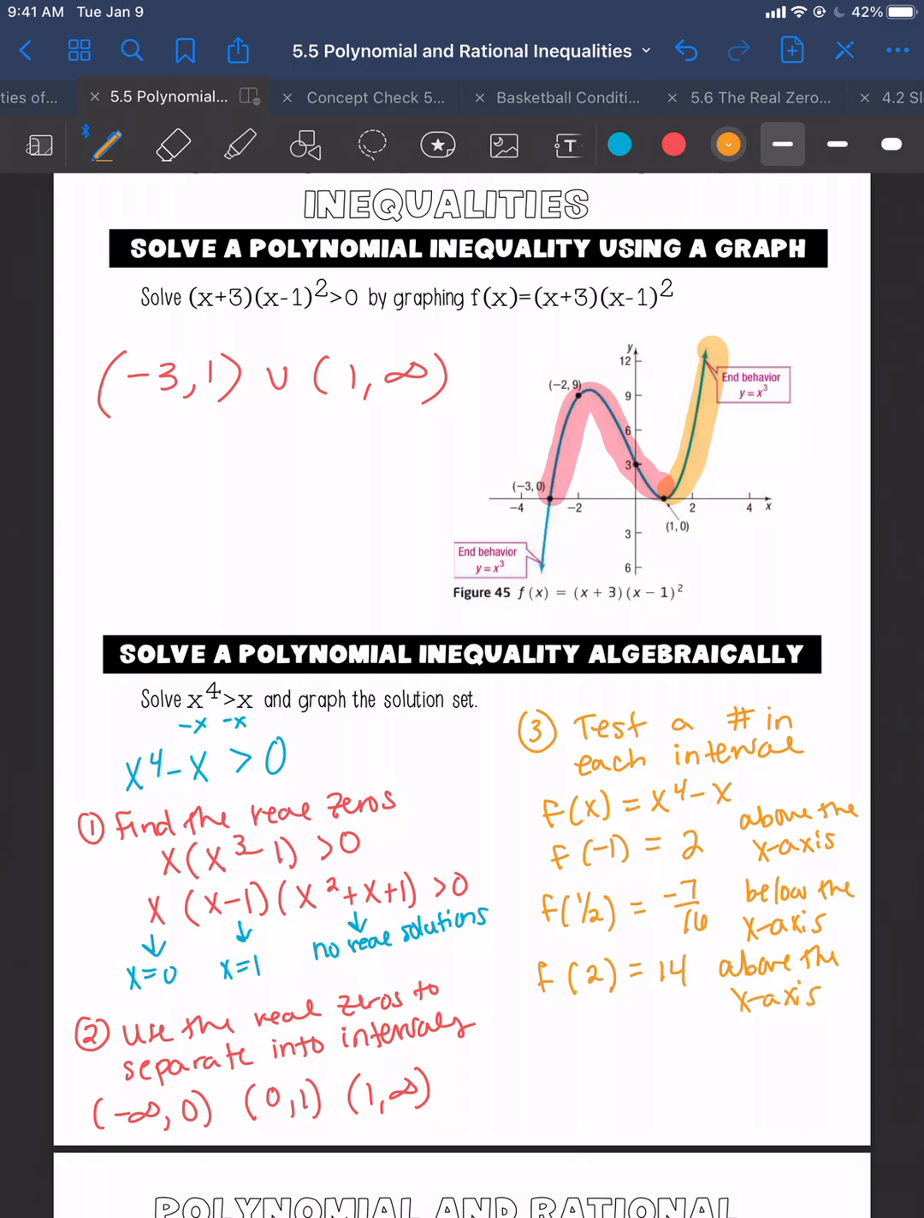So remember, those x values are my x-intercepts, so we just have greater than 0, so those will not be included in our solution here. So from -infinity to 0, it's above the x-axis, in union with 1 to infinity. And then it asks us to graph the solution set. That just means on a number line.